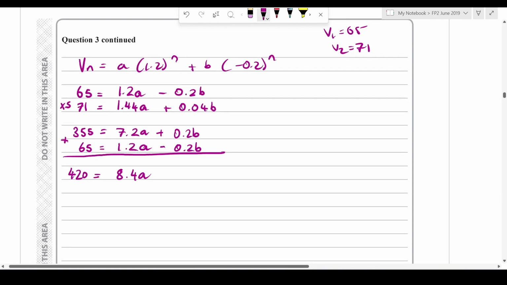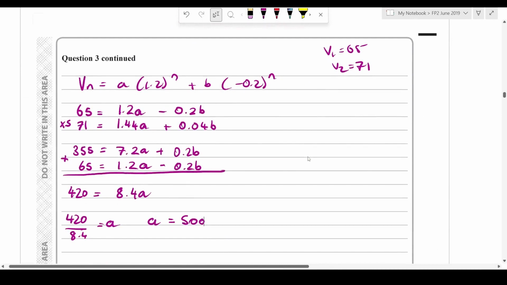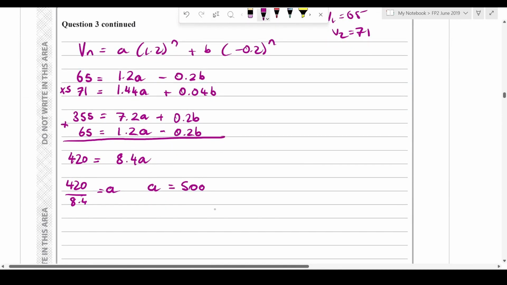So I need to do 420 divided by 8.4, that'll give me a. So that will give me 50, because times it by 10 I get 84. Yes, 500 I think. I can just check it. Here, no, it's 50. Times by 10 gives me 84, yeah, I'm being daft. So that gives me an a value. That's what I've got, a; now b.